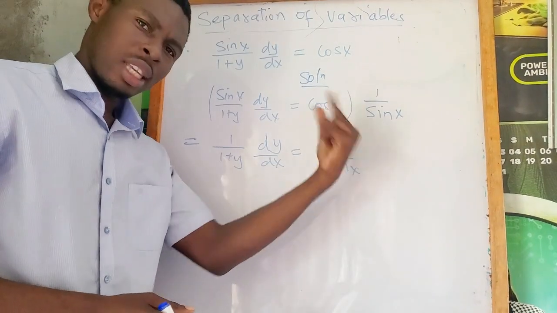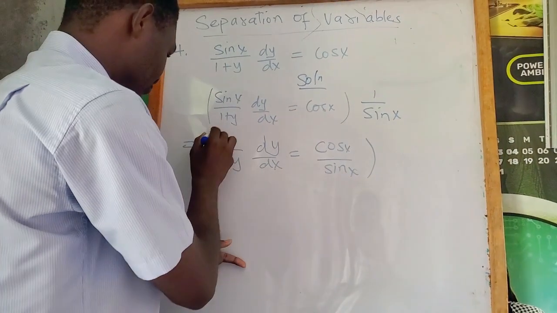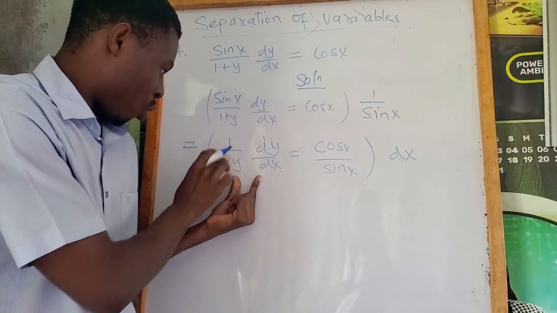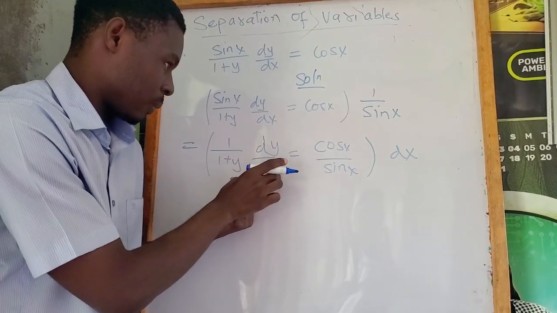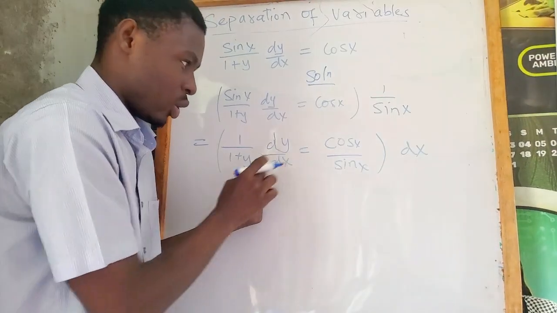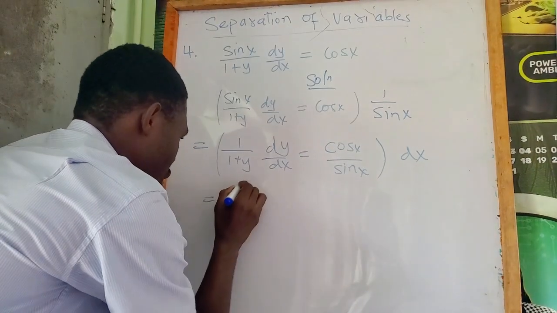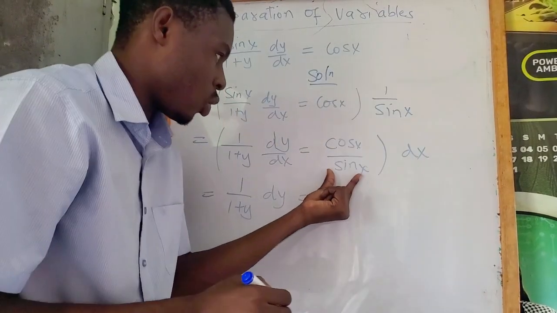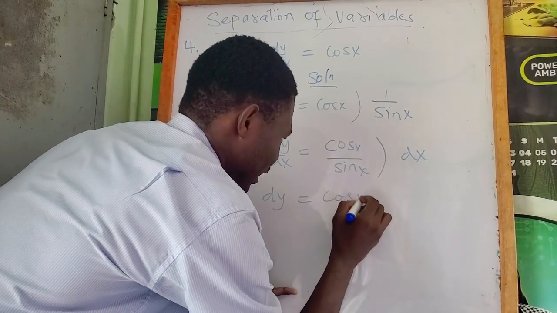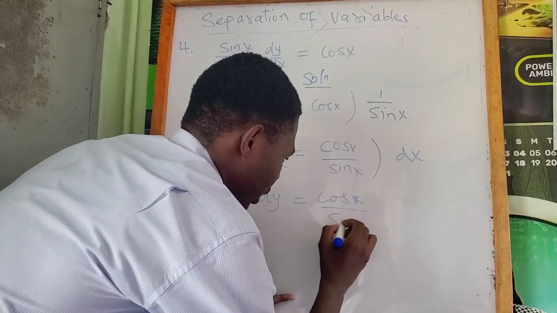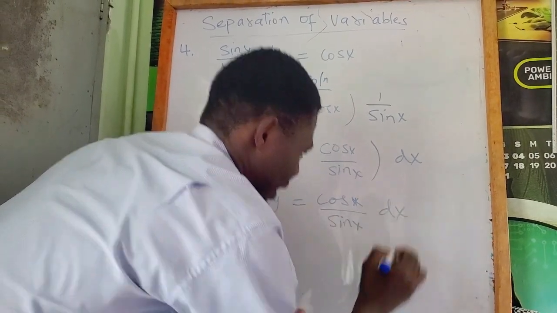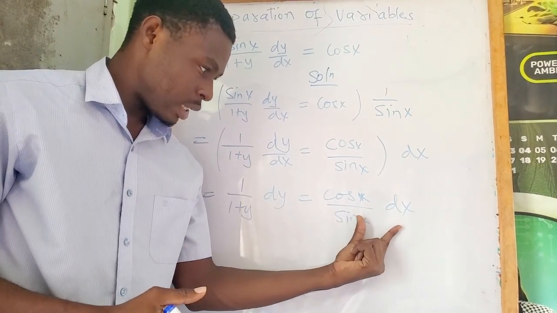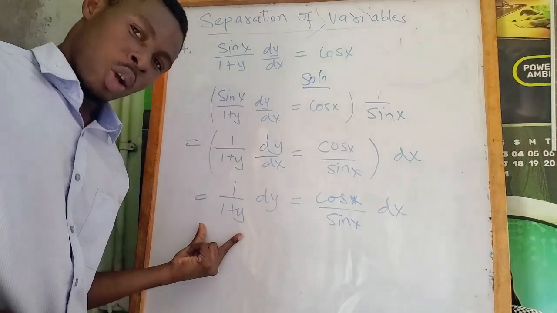We have dx here. Let's take it to the other side. Multiply each side by dx. 1 over 1 plus y times dy dx times dx, it will cancel it. So you're going to be left with 1 all over 1 plus y dy, which will equal cos x all over sine x dx. Okay, we've successfully isolated all x's on the other side and all y's on this side.